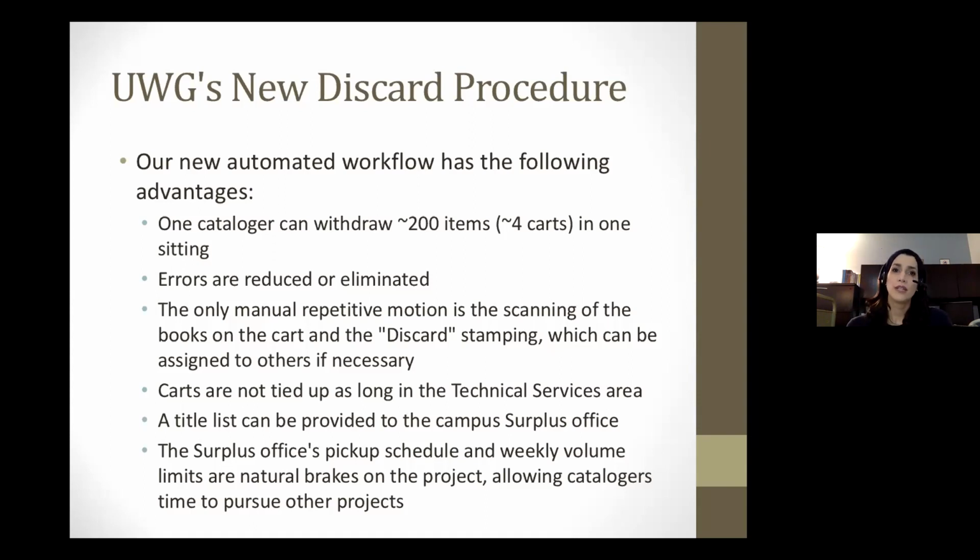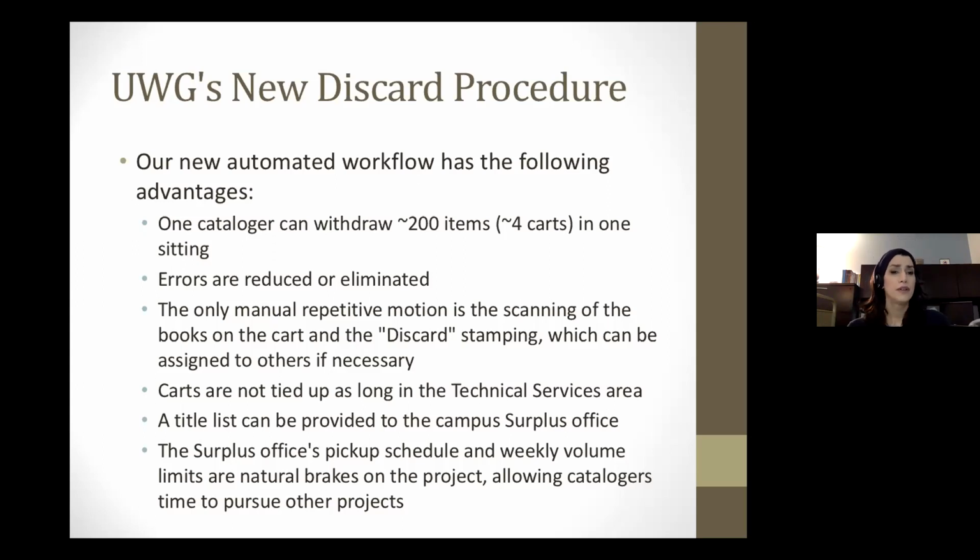Also, we've reduced manual repetitive motions. The only repetitive motion really in this process is the scanning of the books on the actual discard cart, and then also stamping them discarded before they're moved out to be picked up by surplus. Also, carts are not tied up as long in the tech services area, so we have carts that we can actually use for other projects. And a title list can be provided to the campus surplus office, giving them what they need.